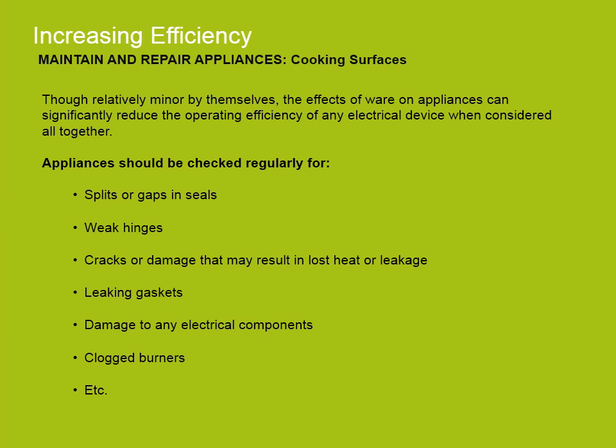Though relatively minor by themselves, the cumulative effects of wear on appliances can significantly reduce the operating efficiency. Appliances should be checked regularly for splits or gaps in seals, weak hinges, cracks or damage that may result in loss of heat or leakage, leaking gaskets, damage to any electrical components, clogged burners, or any other such wear and tear.